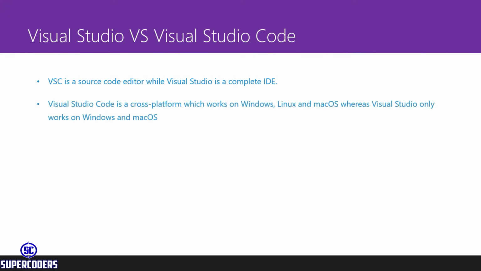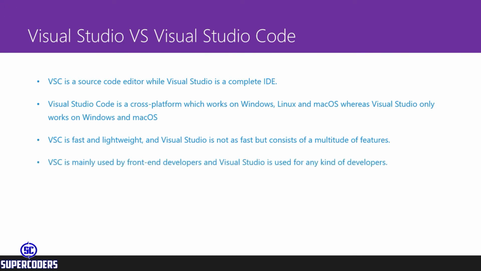Visual Studio Code is platform independent. It runs on Windows, Linux, Mac and all the platforms. But Visual Studio runs only on Mac and Windows. One more point, Visual Studio Code is fast and lightweight, whereas Visual Studio is a package of a bunch of software which is a little bit slow as compared to Visual Studio Code.